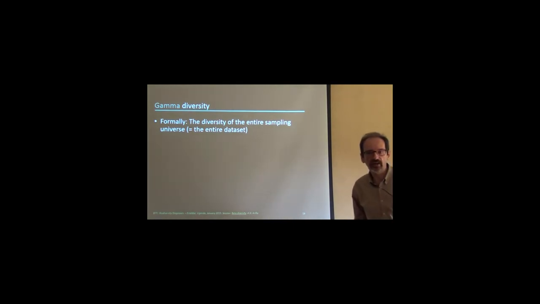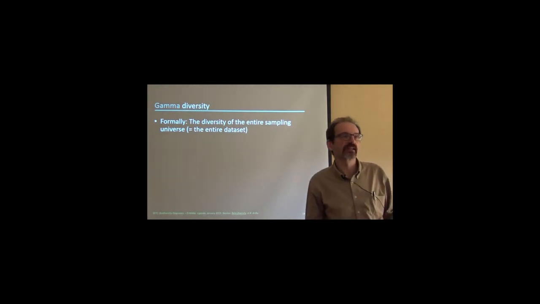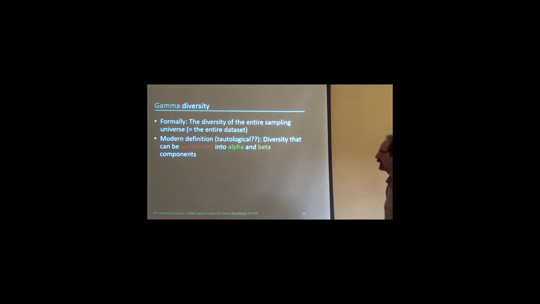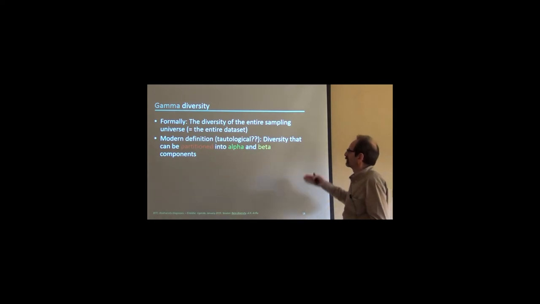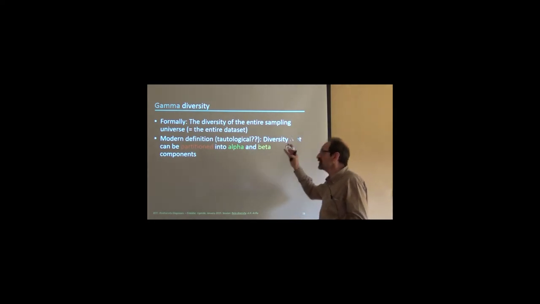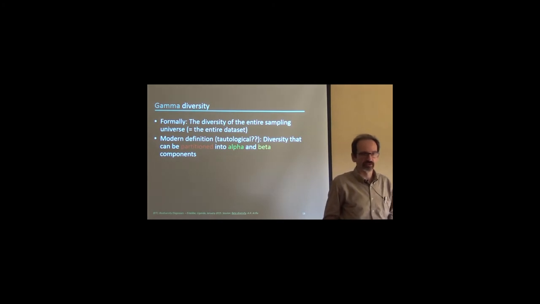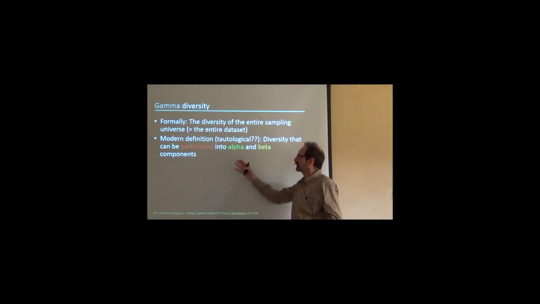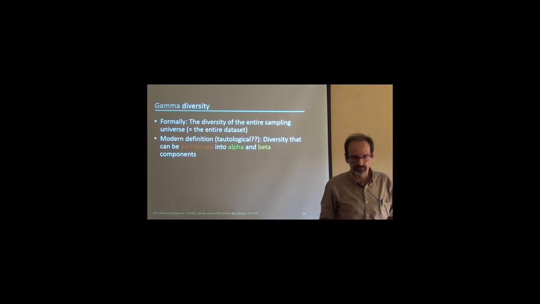Okay, so alpha diversity is clear. Now what's gamma diversity? Formally, gamma diversity is the diversity of the entire sampling universe, or the entire dataset. But there is a more modern definition, which could be tautological in a sense. What is gamma diversity? Diversity that can be partitioned into alpha and beta components. I told you I was going to talk about diversity from the point of view of partitioning. You can partition gamma diversity into alpha and beta components, okay?